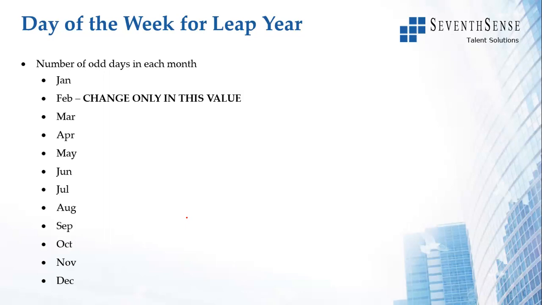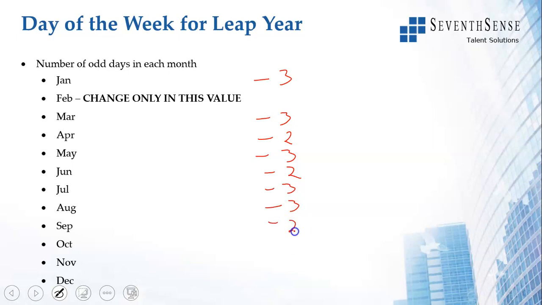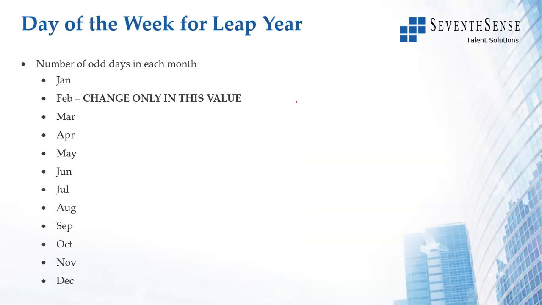We saw in the previous video that the odd days of January are 3, March is 3, April is 2, May is 3, June 2, July 3, August 3, September 2, October 3, November 2, and December 3. But in an ordinary year, for Feb, the number of odd days would be 0. Here, the number of odd days would be 1. You have to just make this change between what you learned in the previous video and what you are going to do here. In an ordinary year, Feb odd days would be 0. In a leap year, Feb odd days would be 1.